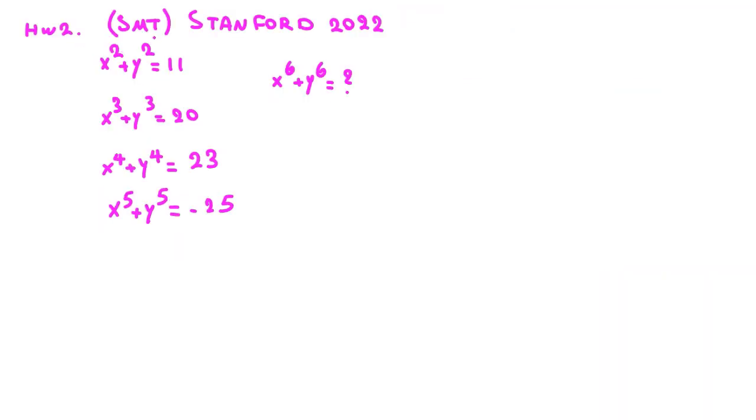Also, I released another video around one year ago from the 2022 Stanford Math Tournament, or SMT. We have x squared plus y squared equals 11, x cubed plus y cubed equals 20, x to the 4 plus y to the 4 equals 23, x to the 5 plus y to the 5 equals negative 25, and we wanted to find x to the 6 plus y to the 6. Again, for this problem, I used s, the same changing variable that we used in this problem, s equals the sum and p equals the product, and Newton's sums and some other ideas.